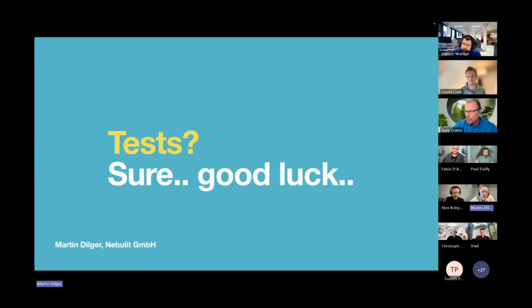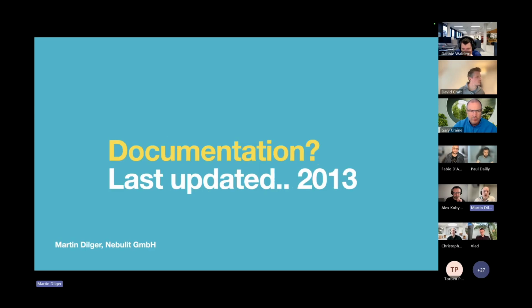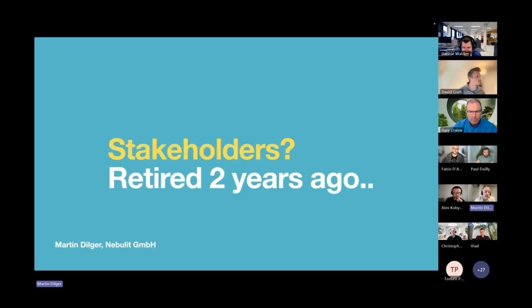Reading the tests? Typically, there are no tests, and if there are tests, they're typically disabled. Depending a little bit on the code base, if there are tests, that's a good indication of what the system does, but oftentimes these tests are pretty worthless. Documentation typically last updated in 2013, and all the stakeholders retired 2 years ago. So that's a typical real legacy system you have to deal with, and now you should modernize it and bring it to a modern stack. Great, wonderful.